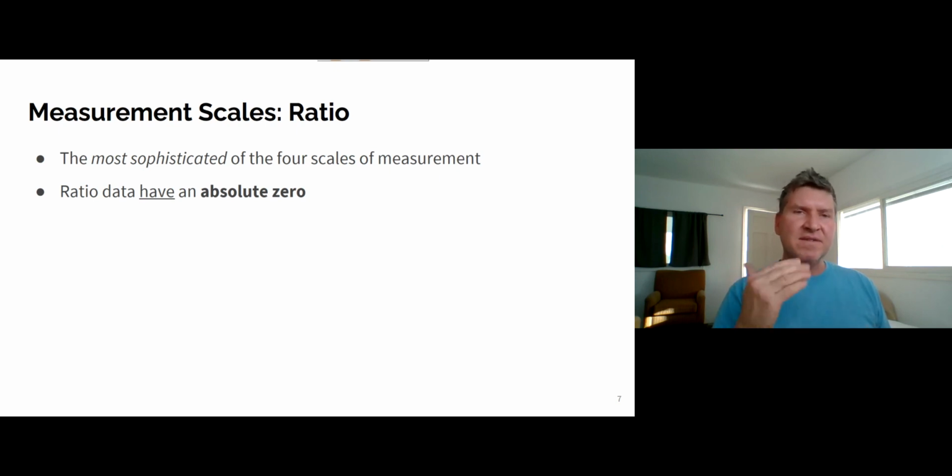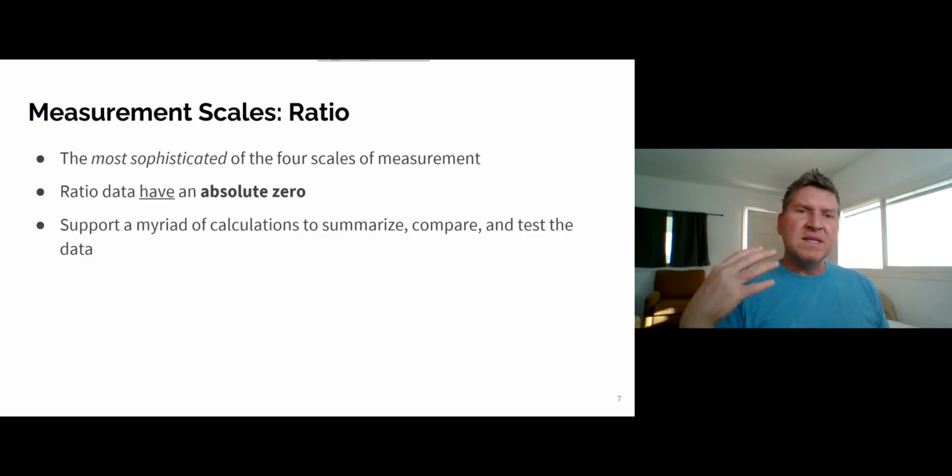Whereas with Celsius and Fahrenheit, we can't say that. Height has an absolute zero because there's no negative heights. And weight. Weights do not have a negative value in terms of humans or different objects that we want to weigh. So we can support a lot of different calculations that we couldn't with the other three. And that's why this is the most sophisticated.